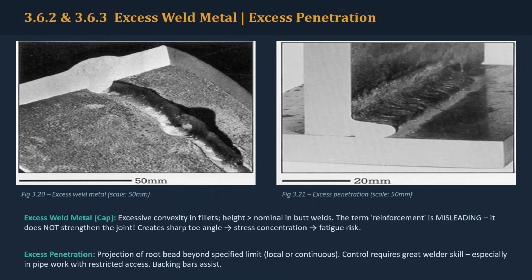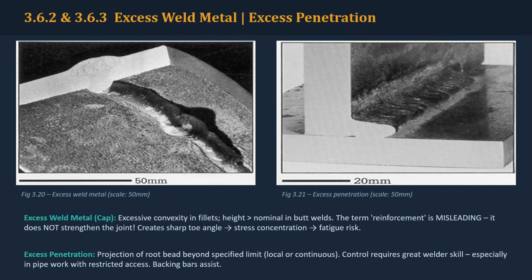This slide covers two related profile conditions: excess weld metal and excess penetration. Excess weld metal refers to excessive weld cap or convexity beyond the specified requirement. A very important examination point is the use of the word reinforcement. Extra weld metal does not automatically reinforce the joint. In fact, excessive cap height can produce a sharp transition at the weld toe and increase stress concentration, particularly under fatigue loading. Therefore, more weld metal is not necessarily better.